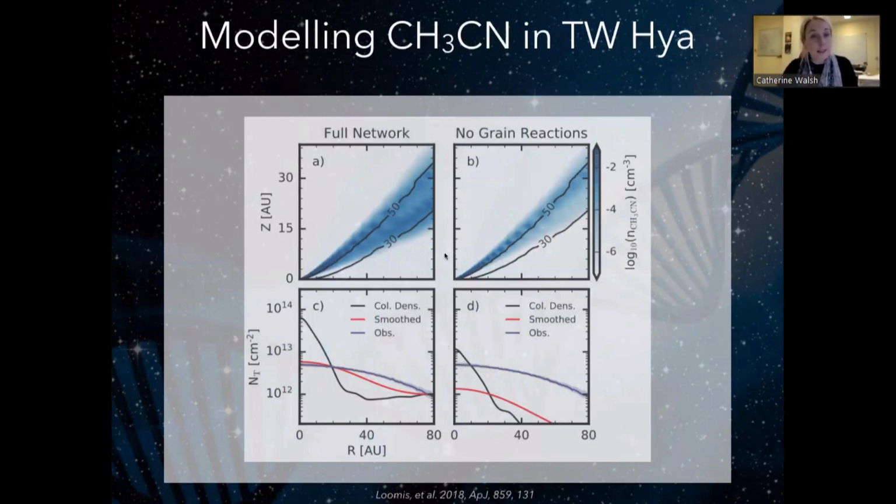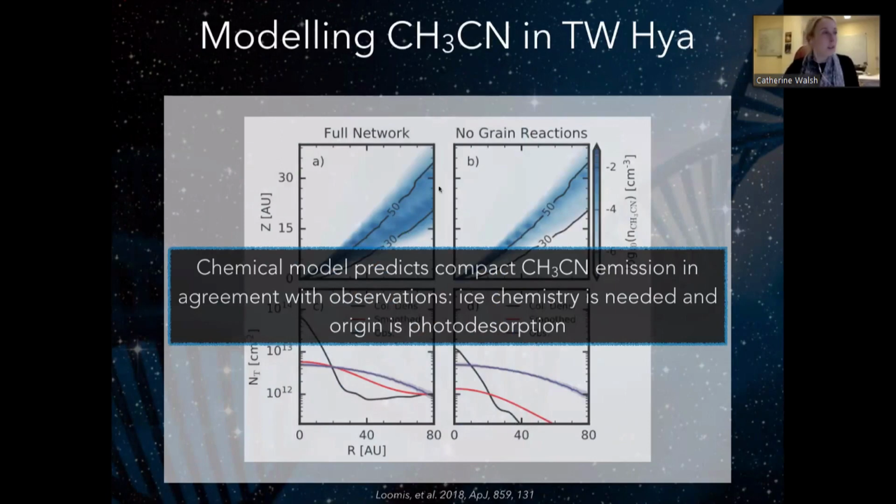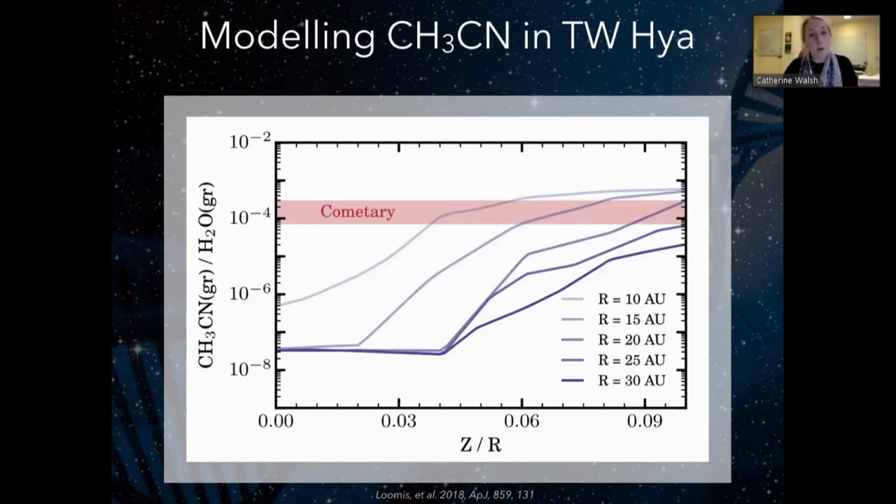It's only when we have ice chemistry from forming methyl cyanide do we reach the abundances that we need to explain the observations. So one of the nice results from this is that it does predict the right distribution of methyl cyanide. The ice chemistry is needed, and the origin, again, is photodesorption. One of the problems is that we can't quite match the cometary abundance in the midplane.